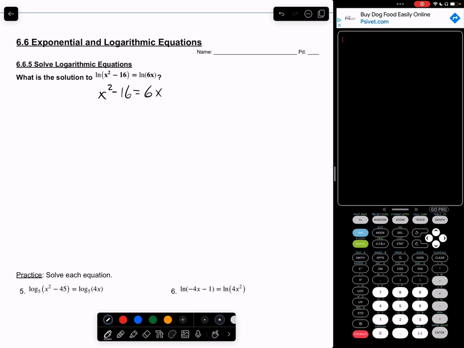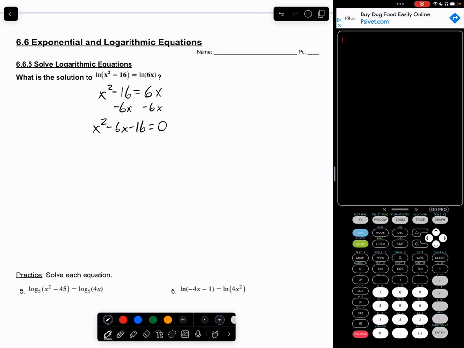It's not always going to be this easy. We have to check something at the end, but for now, let's move forward with this. Since I have an x squared and an x term, that tells me that I'm probably going to need to factor this or use the quadratic equation. I'm going to take the 6x and move it to the left. So we get x squared minus 6x minus 16 is equal to 0.